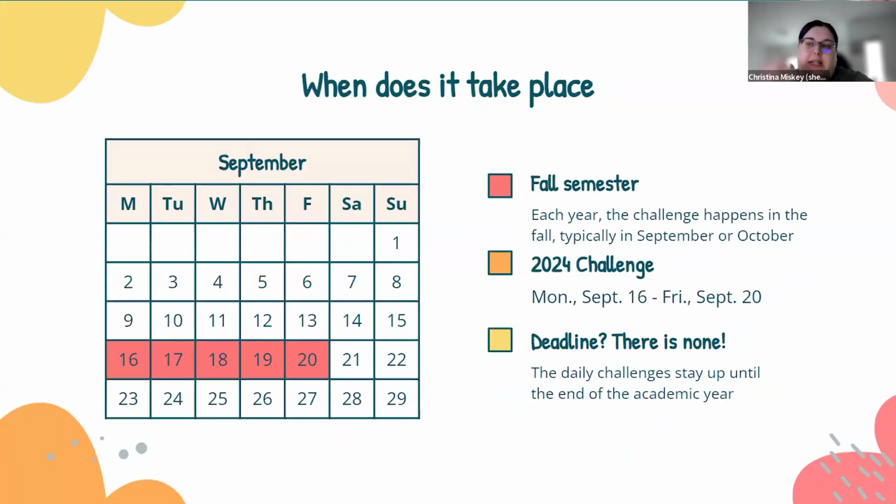So the challenge always takes place in the fall semester. And this year it's starting on Monday, September 16th, and ending at 5 p.m. on September 20th. If you want to be entered into the drawing to win the prize package, you need to register your participation before Friday at 5 p.m. Otherwise, you can go back and do any of the challenges at any point during the academic year, and the information stays available throughout the academic year, so you don't have to worry if you can't participate during that week.